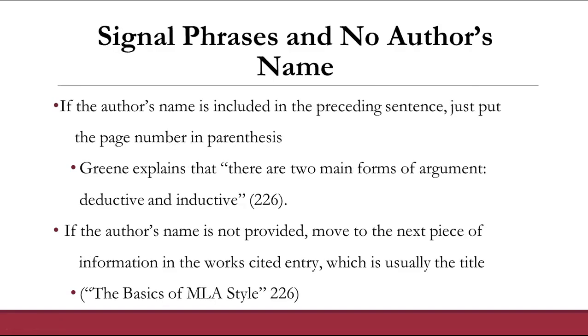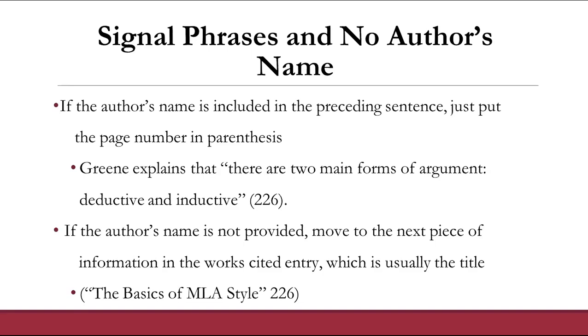We use signal phrases and no author's name. If the author's name is included in the preceding sentence, all you have to do is put the page number in parentheses. And notice we said the preceding sentence, not necessarily the paragraph, but if it's in the preceding sentence, then you just simply need to put the page number. For example, Green explains there are two main forms of argument, deductive and inductive. Okay, now we already said that the author was Green, so all we need to do is put the page numbers in parentheses and a period.